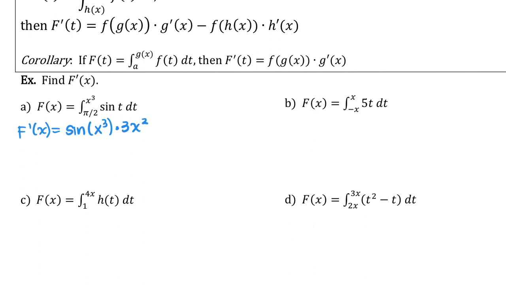I am going to clean it up a little bit because it looks weird like that. So I'm going to move the 3x squared to the front times the sine of x to the third, and we normally do that just so that we don't get confused about the argument of sine. The sine is of x to the third. This happens to be multiplied at the end. Okay, and then that's my answer.